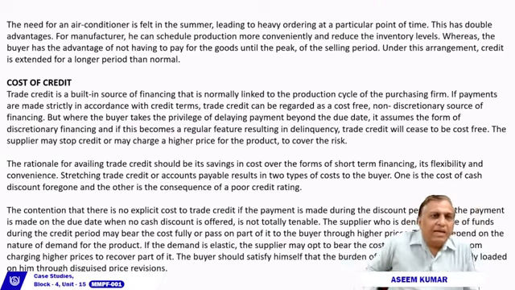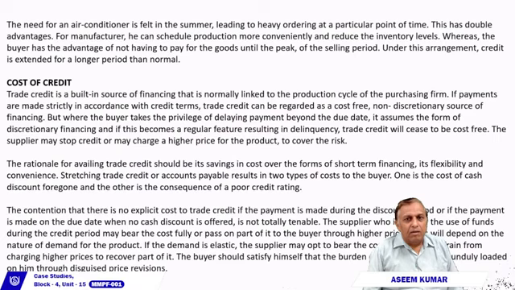Because the need for any air conditioner is felt in the summer, leading to heavy ordering at a particular point of time. However, this has a double advantage for the manufacturer. He can schedule production more conveniently and reduce the inventory levels, because once you get the orders in the off season also, you need to keep less inventory. In the seasonal thing, yes, there will be certain orders you'll be getting, but comparatively it'll be more convenient. Whereas the buyer has the advantage of not having to pay for the goods until the peak of the selling period. Under this agreement, credit is extended for a longer period than normal.